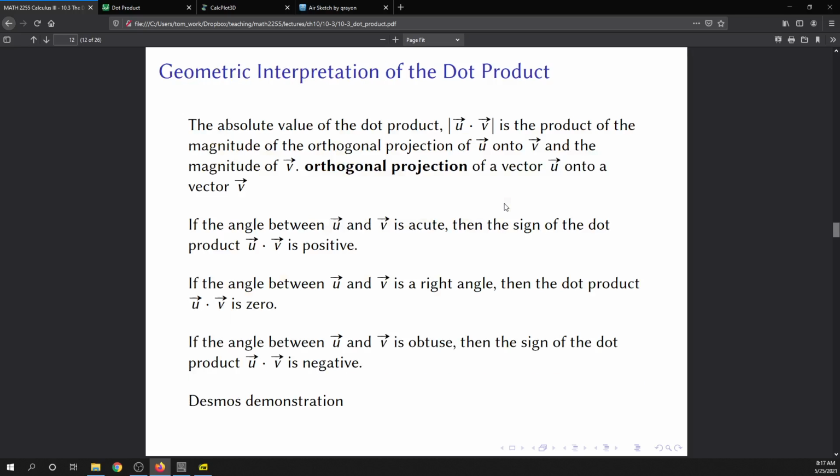Okay, so we're going to leave it at that in this video. In the next video, we're going to talk about a much easier formula for computing the dot product.